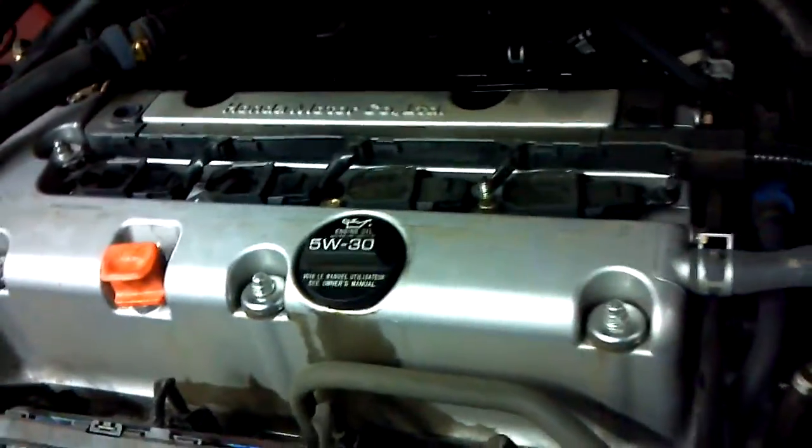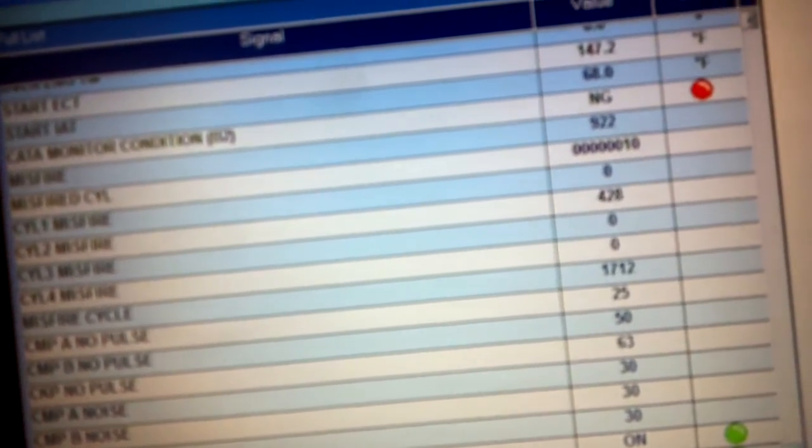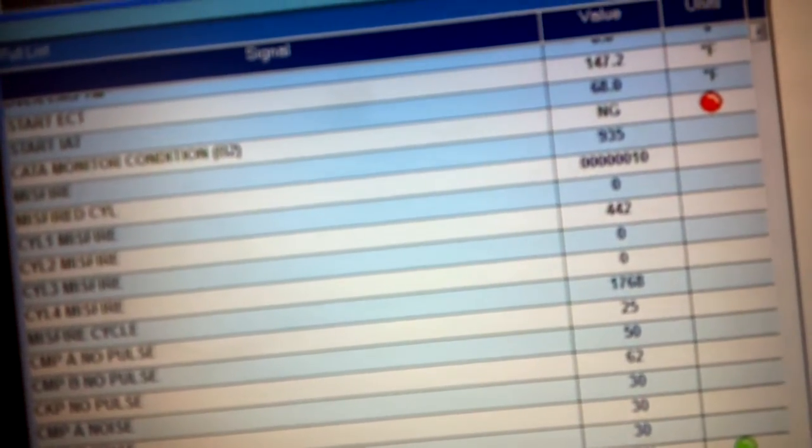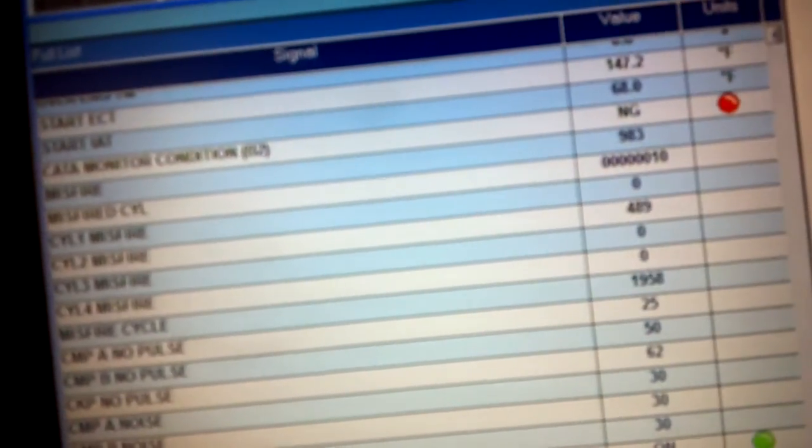So we are diagnosing a misfiring TSX today, and as you can see, or maybe you can't, it's running pretty bad. So we go over here and look at our data list, and we can see that you can't see very well. But cylinder 2 misfire is counting its misfires continuously. So we're going to switch number 1 and number 2 coils to see if the misfire follows the coil.